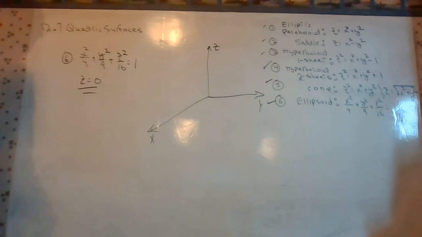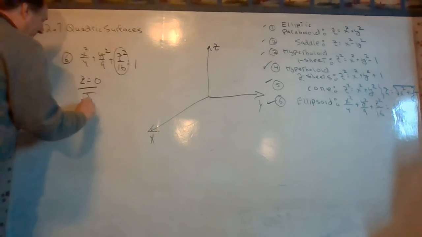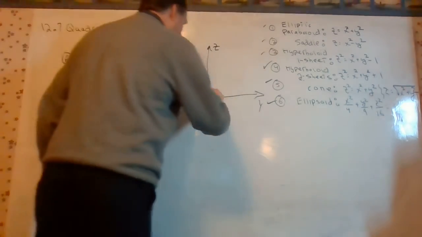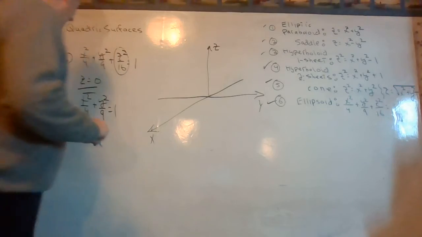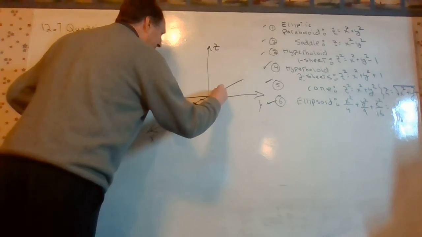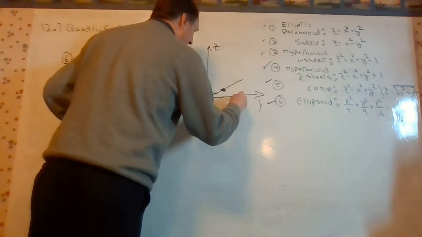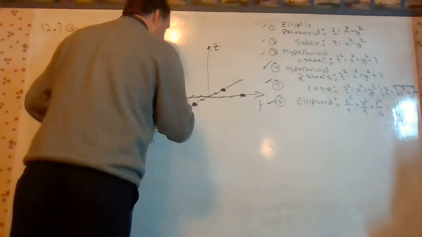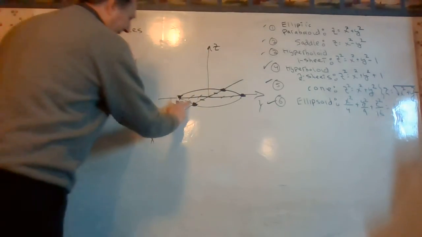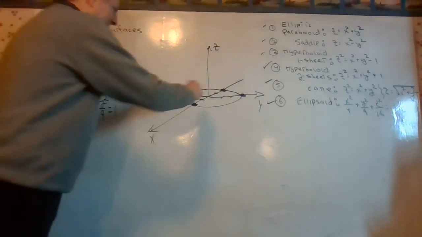If you let z equal 0, this term drops out. You end up with x squared over 4 plus y squared over 9 equals 1. That's simply an ellipse. Let's extend our axes here. It's an ellipse. The x-intercepts are plus or minus 2. And the y-intercepts are plus or minus 3. And you end up with something like that. My artistic abilities are a little limited, but it's an ellipse.